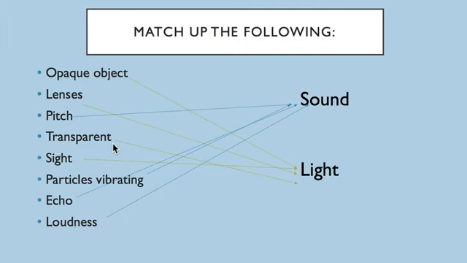We don't tend to talk about transparent objects for sound. We don't need to talk about that kind of thing. Sight as well is linked to light. We don't see sound, we see reflections of light, and that's how we basically see stuff around us.